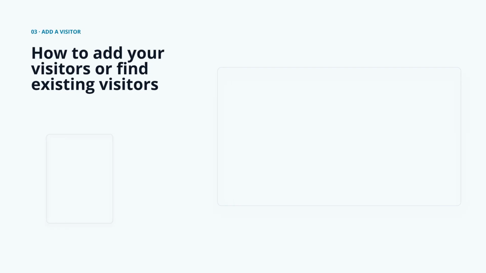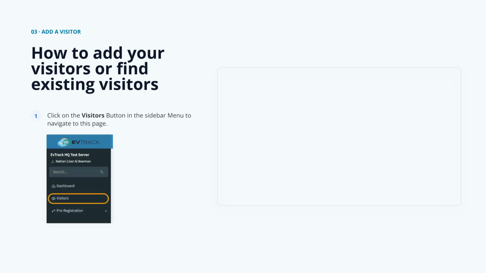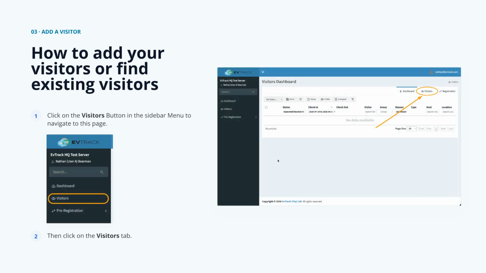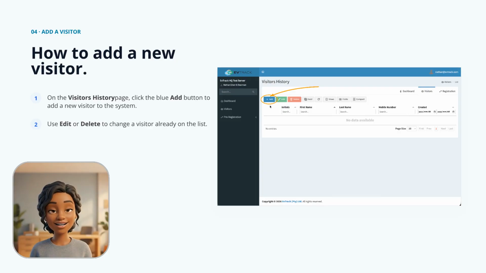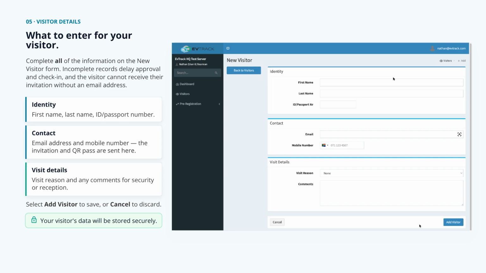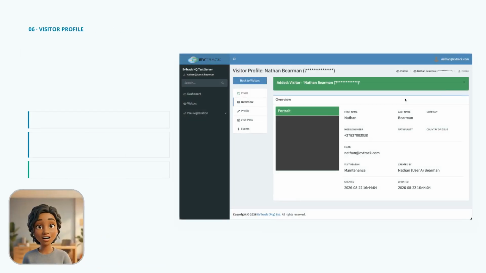To find existing records or add new guests, navigate to the sidebar menu and click the Visitors button. Then, open the Visitors tab to view your complete history. To register a new visitor, simply click the blue Add button on the Visitor History page. This opens the entry form where you can also edit or delete existing visitor profiles. When adding a visitor, ensure all details are accurate to avoid delays. You will need to provide identity information, contact details including an email address, and the specific reason for their visit. Once you save the information, a green banner confirms the profile creation.